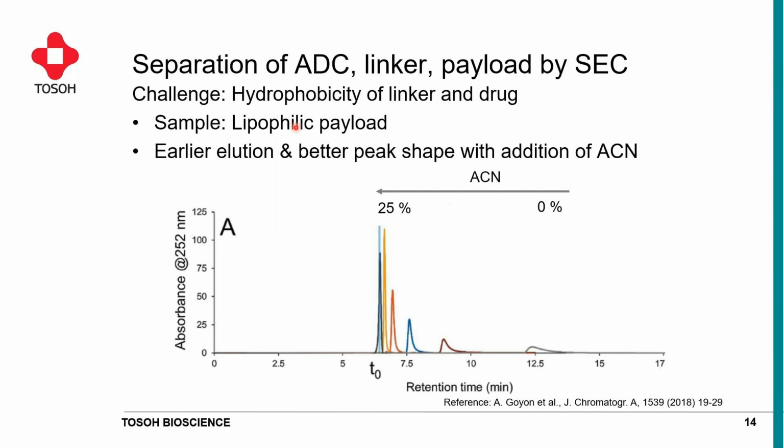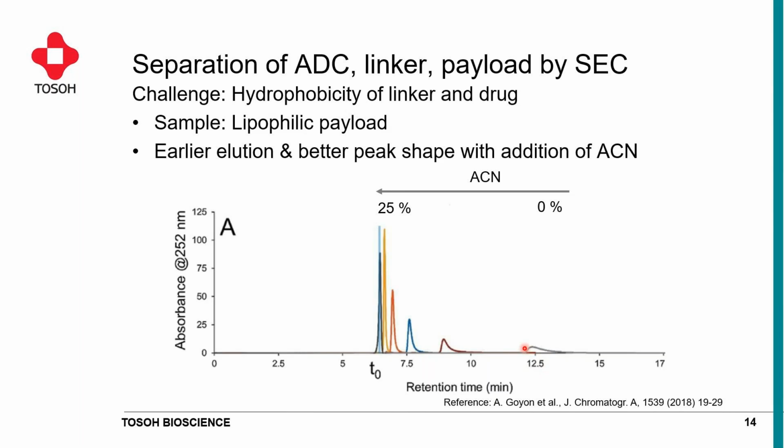And for size exclusion chromatography, we need to think back of how it worked. We don't want any interaction. We just want diffusion in and out of the pores. Now, here we see a separation of a lipophilic payload. And if we look into how it's separated, if we don't use any acetonitrile, we see it's not really separated at all. It comes off the column at one point, but also rather late. And the peak shape is far away from symmetric or sharp.